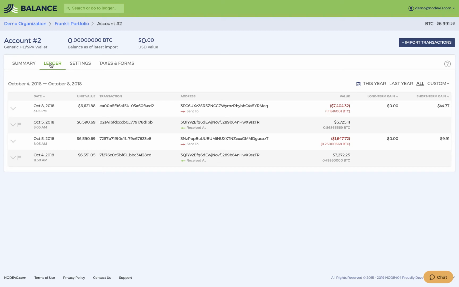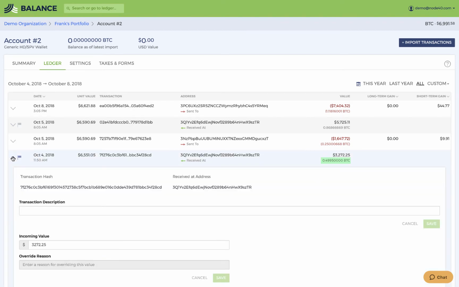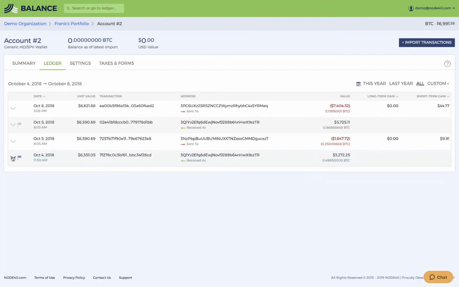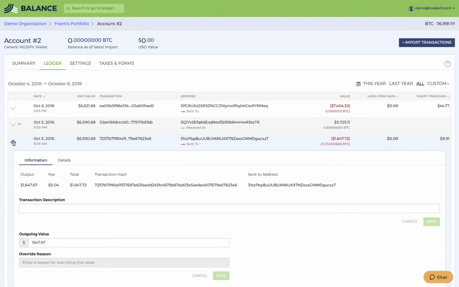But even with 4 transactions, you'll get a sense of how complicated it can be to accurately track the flow of your cryptocurrency. The first thing we'll look at is the initial incoming transaction of 0.4995 Bitcoin. For incoming transactions, the calculation is simple. Take the incoming Bitcoin, in this example 0.4995, and multiply by the unit value. The unit value is the valuation of Bitcoin at the time of the transaction.